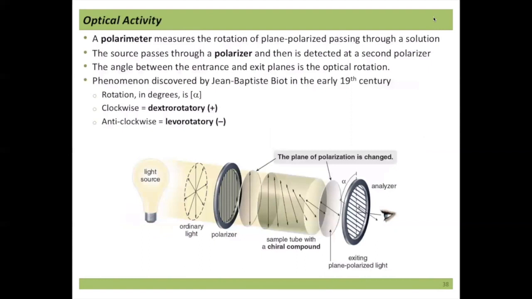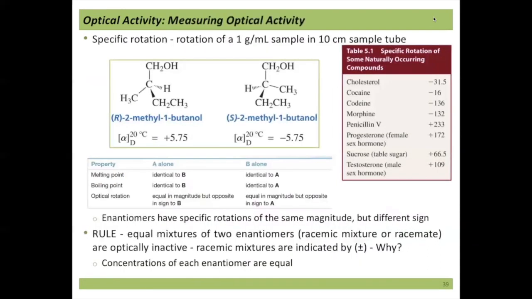So here's just another example of it where we've actually turned the analyzer and you can see that plane polarized light come out, and you can determine which way the light rotated. If you rotate to the right, it's dextrorotatory, and to the left, levorotatory. Again, none of this should be new to you. So they found out that chiral samples did this.